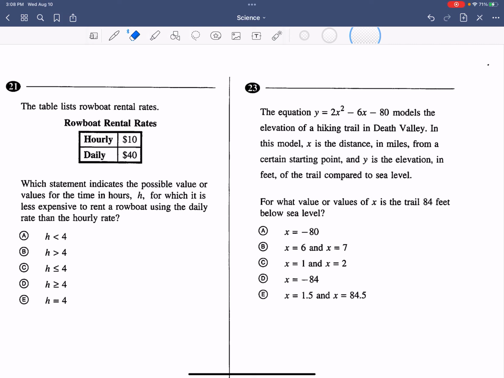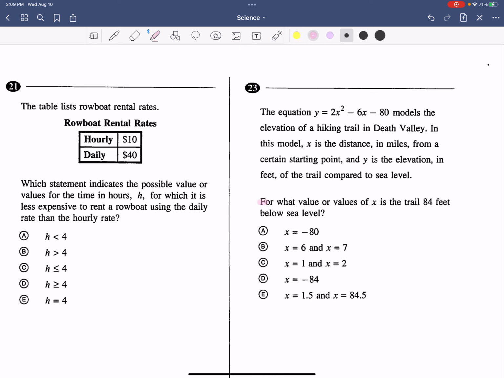Number 23. The equation models the elevation of a hiking trail in Death Valley. In this model, x is the distance in miles from a certain starting point, and y is the elevation in feet of the trail compared to sea level. For what value or values of x is the trail 84 feet below sea level?